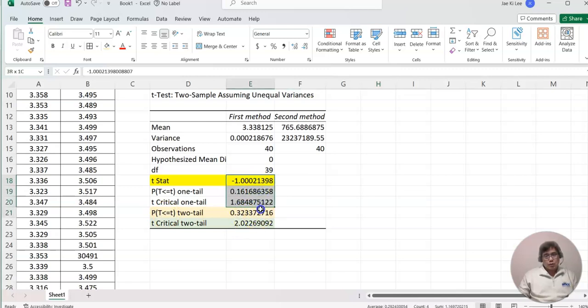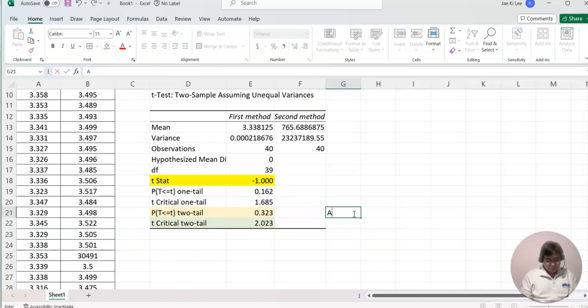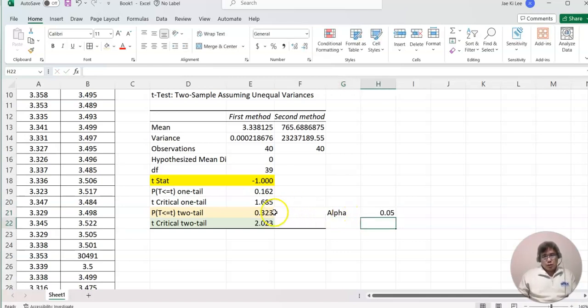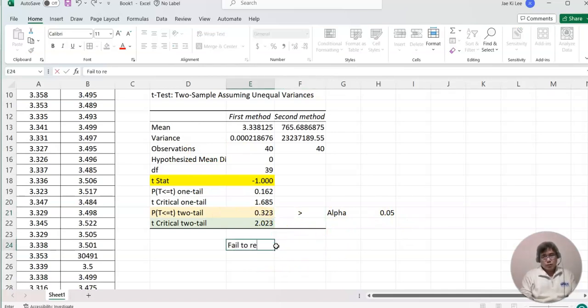I'm going to round it to about three decimal digits. So the p-value equals 0.323 and alpha equals 0.05. Between these two, which value is greater? Yes, the p-value is greater, right? So since the p-value is greater, we can say fail to reject H0.